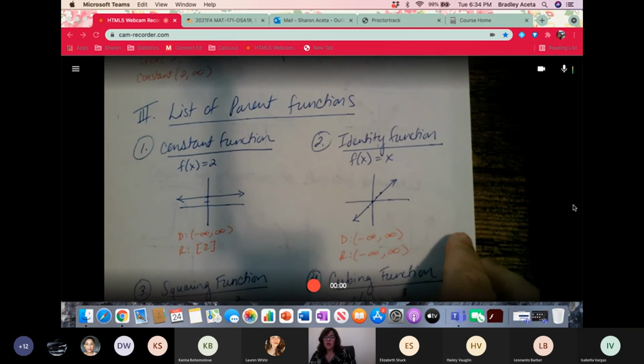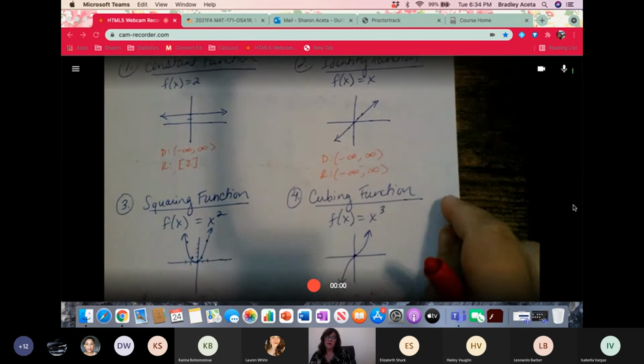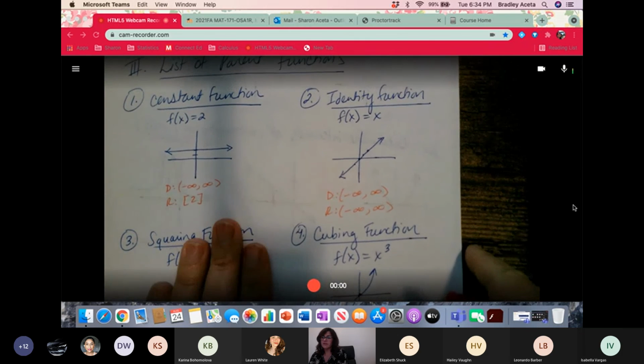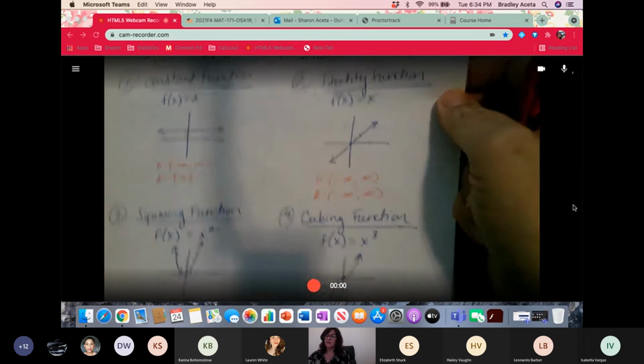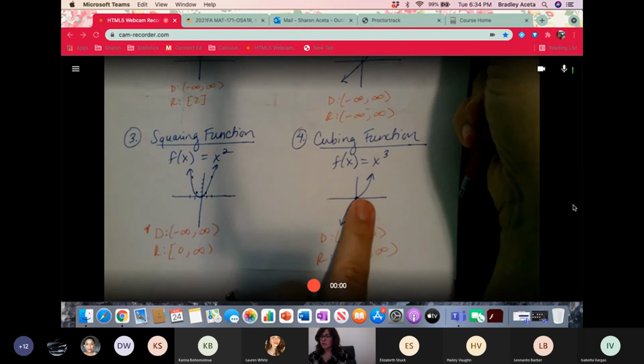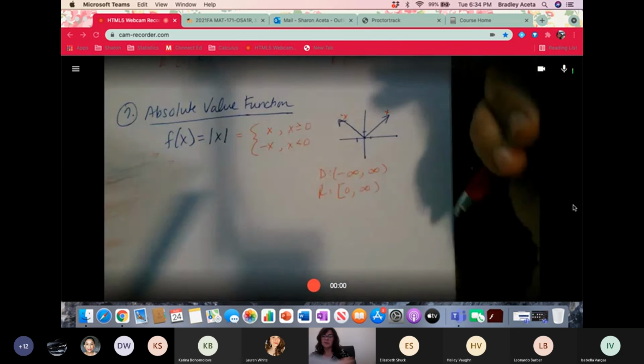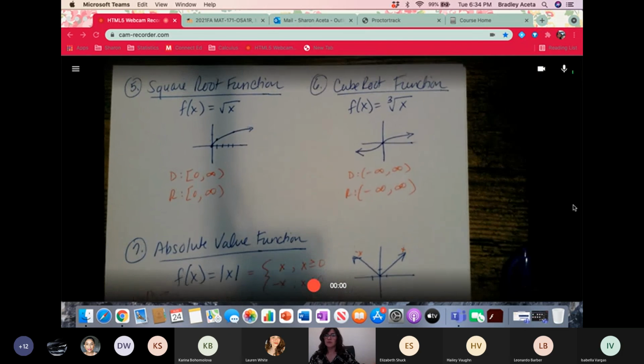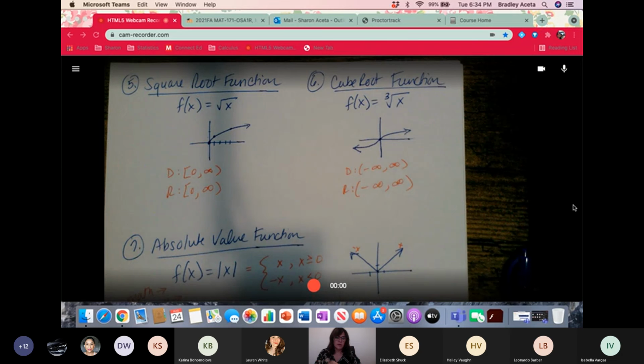And then we just went through all the parent functions, which you need to familiarize yourself with. Constant, identity, the squaring one, the cubic one, and what it looks like. The square root, the cube root, and the absolute value.